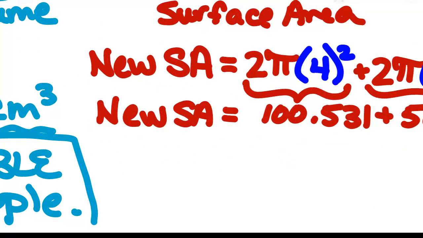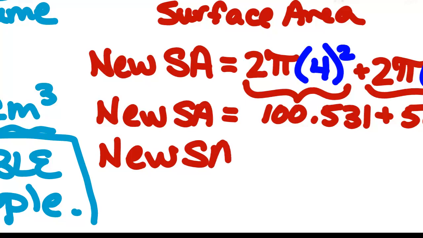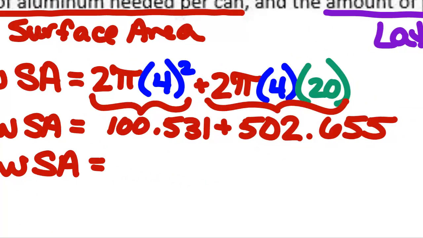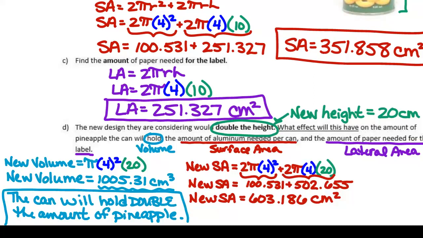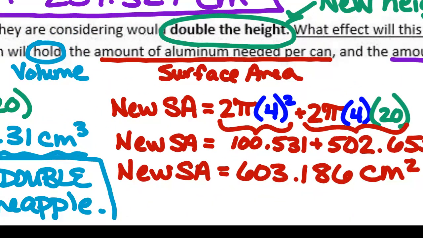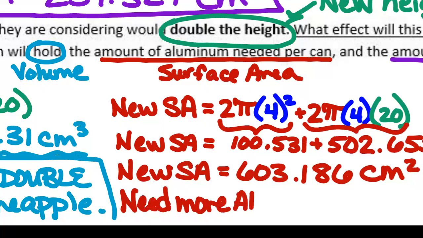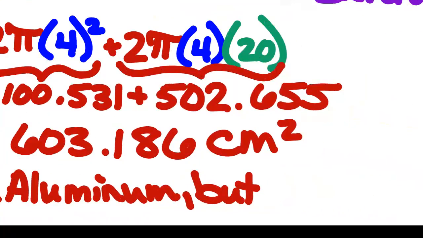So then we add these two together, and the new surface area would come out to be 603.186 centimeters squared. Is that what we get if we take the old surface area and double it? No. Did it get bigger? But it didn't double. So you need more aluminum, but not double.